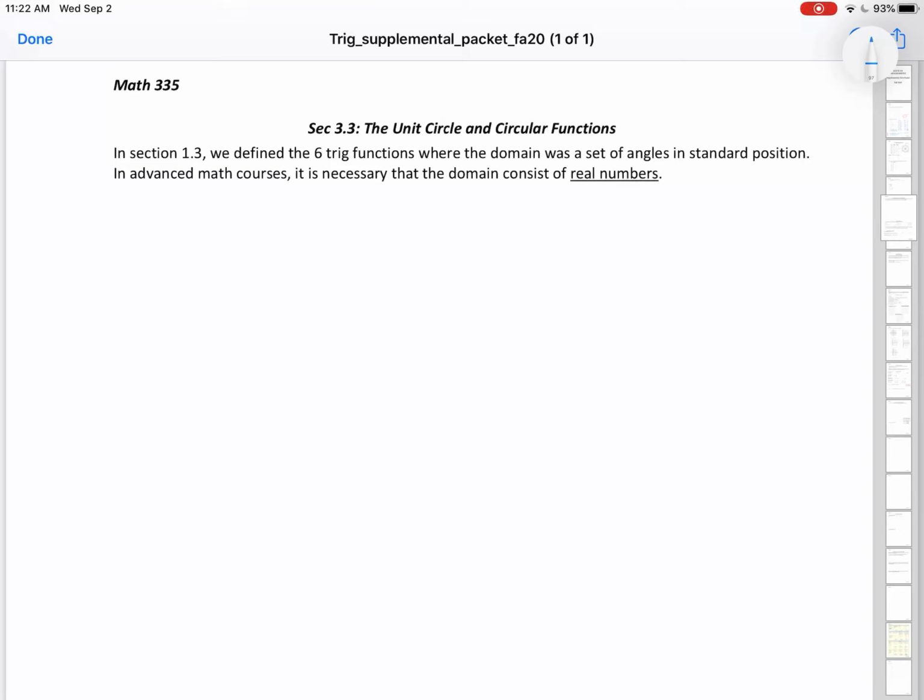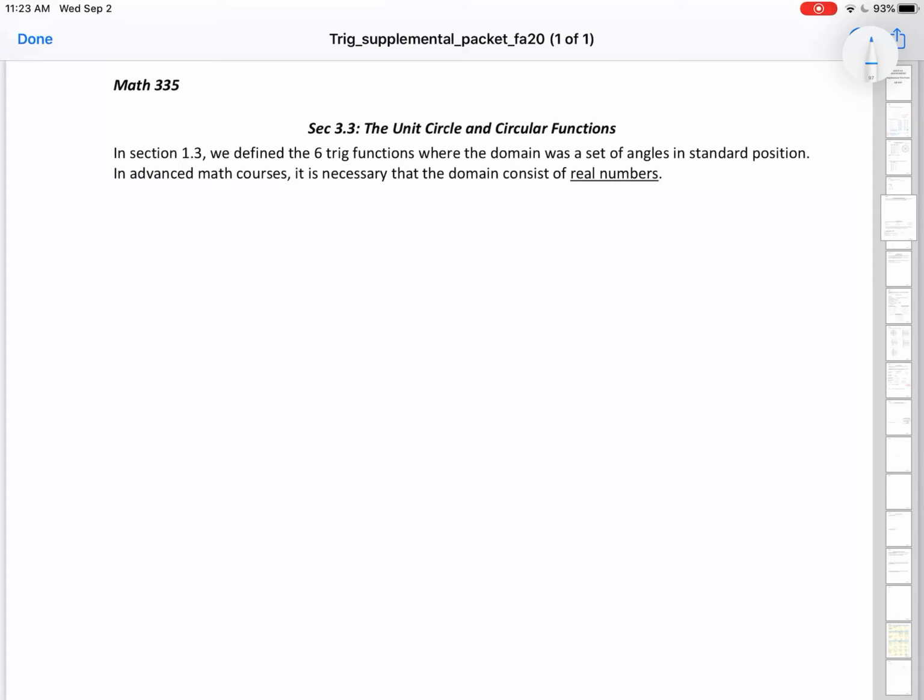Alright, in this next section, 3.3, they're going to talk about the unit circle. And that unit circle is just going to give us another way to answer the trigonometric question. So this will be a nice review section. And so in section 1.3, we defined the 6 trig functions where the domain was a set of angles in standard position. In advanced math courses, it's necessary to define the domain to be all real numbers.